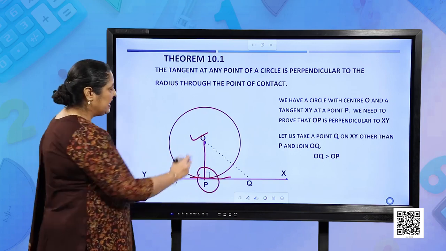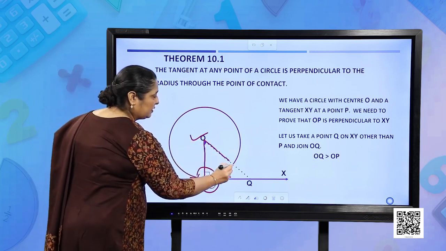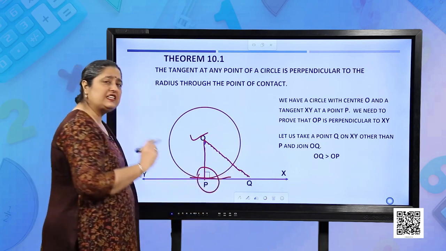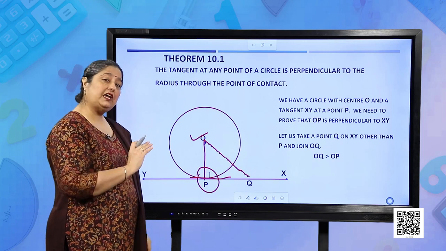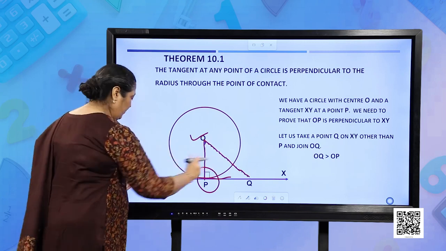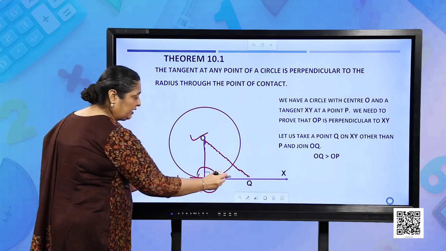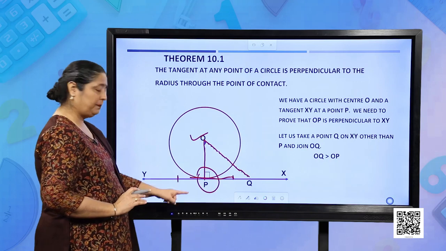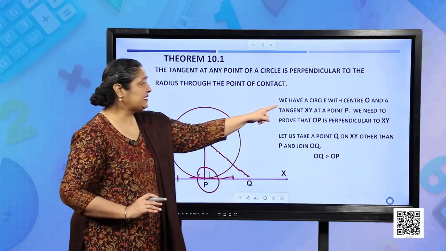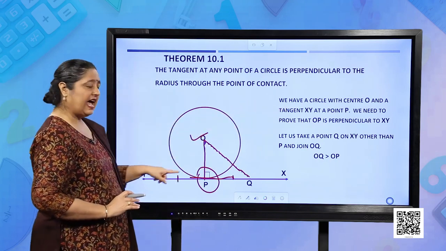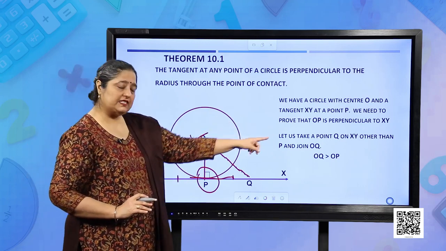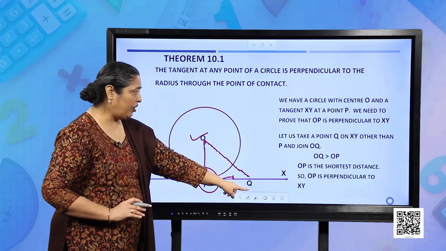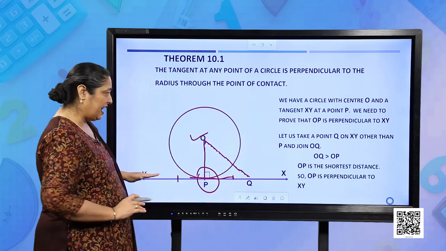What is this? Let us see. First, let us join OQ. What is Q? Q is any point other than P on XY. We can take Q here also. Any point on XY other than P. So, we have a circle with center O and a tangent XY at the point P. What we need to prove is OP is perpendicular to XY. Let us take a point Q on XY other than P and join OQ.